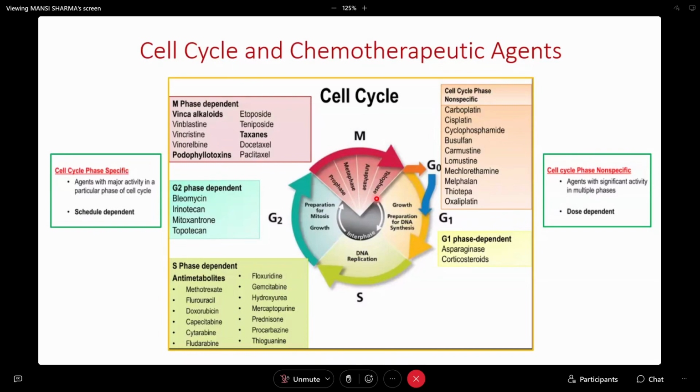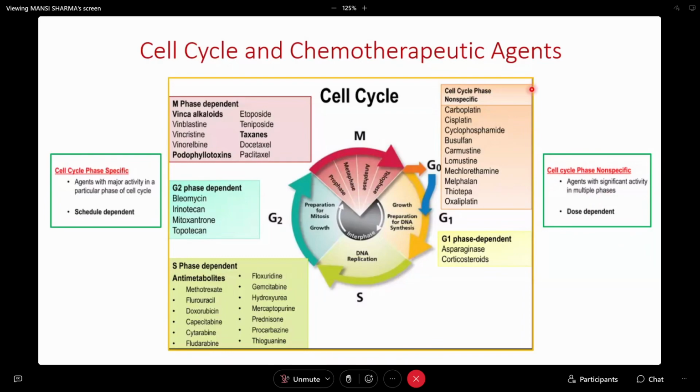Now, what do the chemotherapeutic agents do? So we divide them into two. We divide them into cell cycle phase specific, where agents have major activity in a particular phase of the cell cycle, and these are schedule dependent. And then there are cell cycle phase non-specific agents, where agents have significant activity in multiple phases. So you can give them at any time, and these are mostly dose dependent.